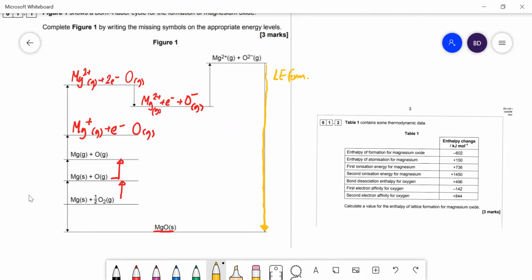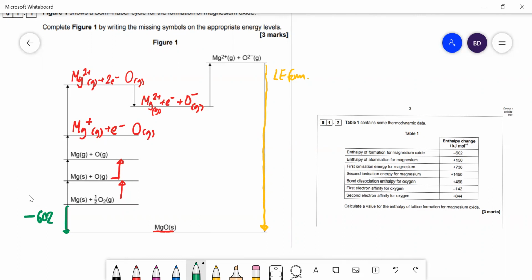So let's go about putting the right numbers in. Let's look at this first arrow here, the one going down. That is elements in their standard states forming magnesium oxide, so that's going to be delta HF for magnesium oxide, which they give us a value for: the enthalpy of formation is minus 602.